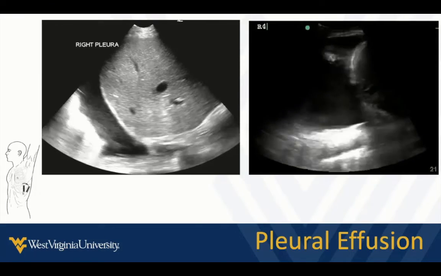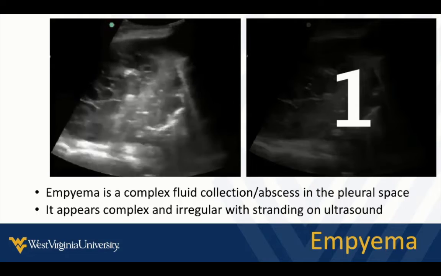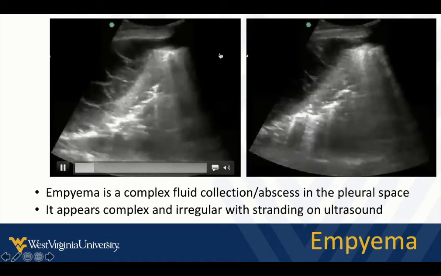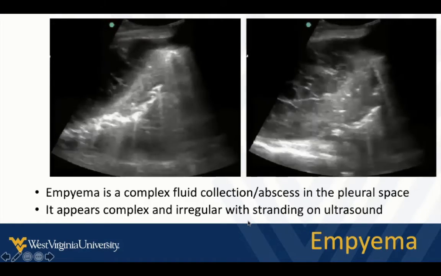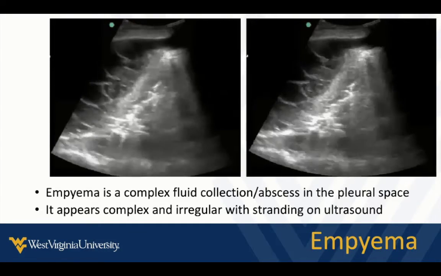X-rays uniformly miss or underestimate the size of these things. And now sometimes, again, X-ray is never really going to be good at differentiating this, are empyema. Empyemas are very complex fluid collections or abscesses in the pleural space. They're going to be very complex and irregular with lots of stranding.